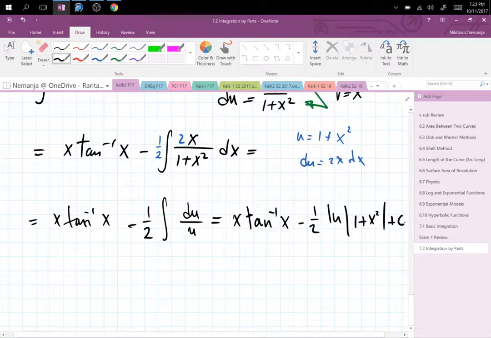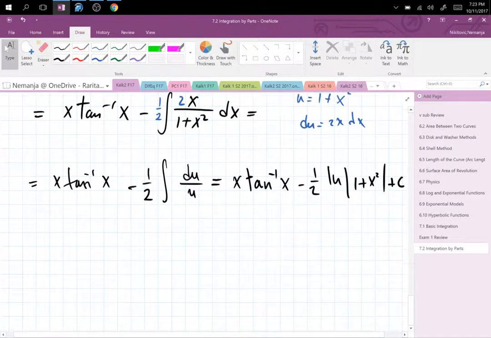Now we do not need absolute values in this case because x squared is always positive, plus 1 is always positive, so we actually don't need absolute values. But most of the time you do.